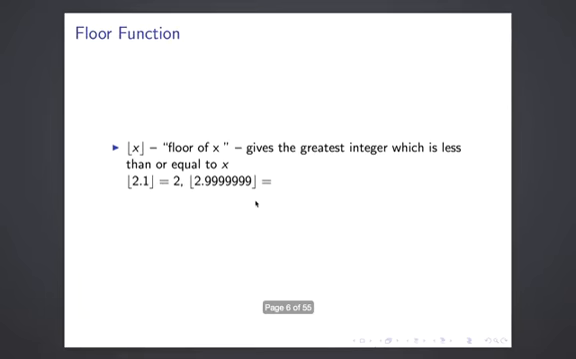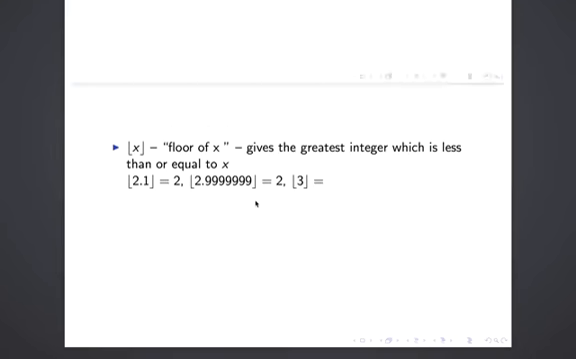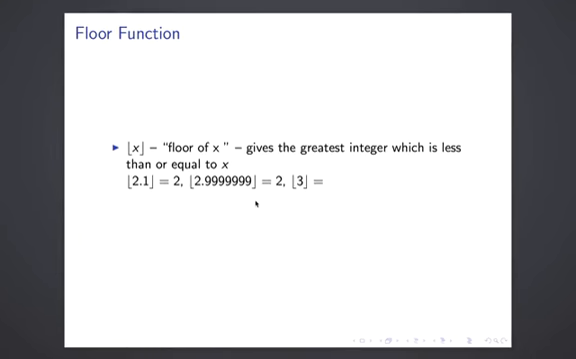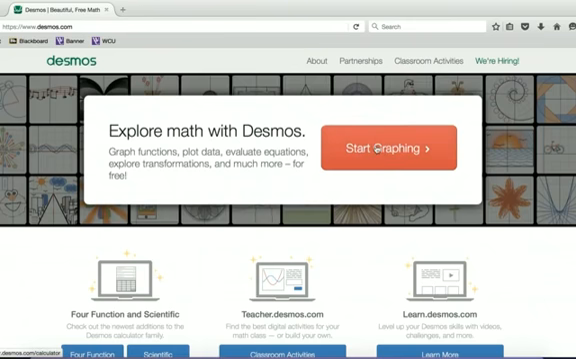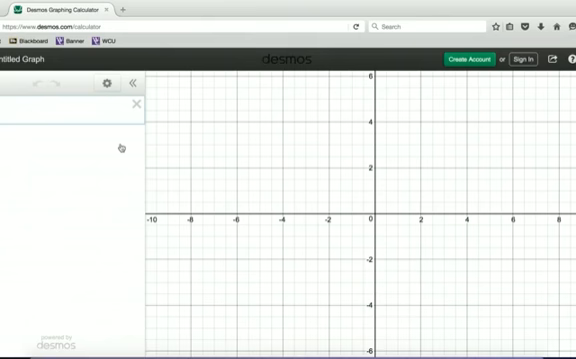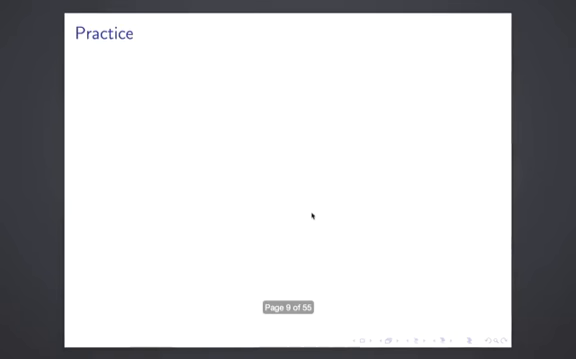So the floor of 2.1 would be 2, the floor of 2.99999 would also be 2. And the floor of 3, well, that would be 3 because 3 is already an integer. The graph is pretty interesting, so once you learn how to write it, you should learn how to graph it. We go to Desmos, we click Start Graphing, we type y equals floor of x, and that's the graph.